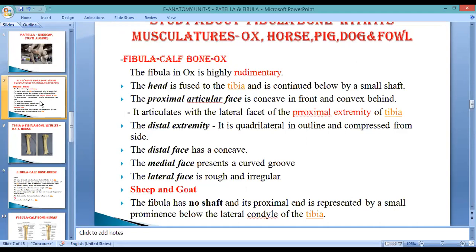Are you listening to me? Ashfi Kanat. Yes. Lateral or medial?